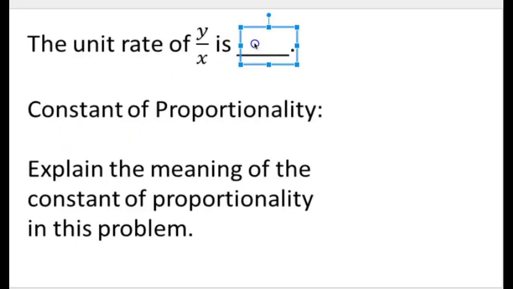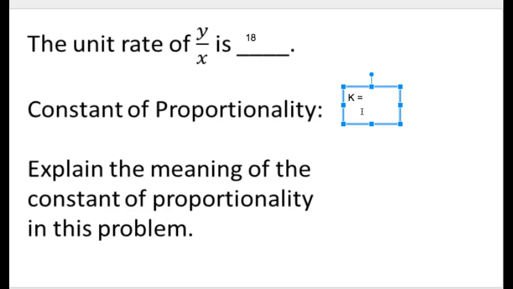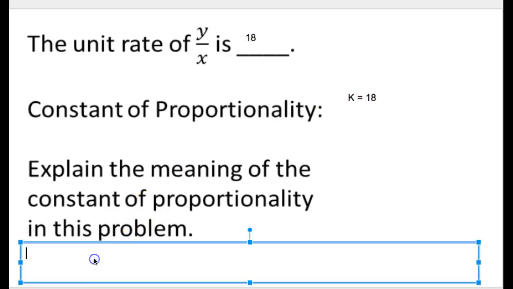So our unit rate here, once again, is 18. And our constant of proportionality, k, is equal to 18. If we were to describe this in words, we would say there are 18 cookies per 1 cookie sheet.